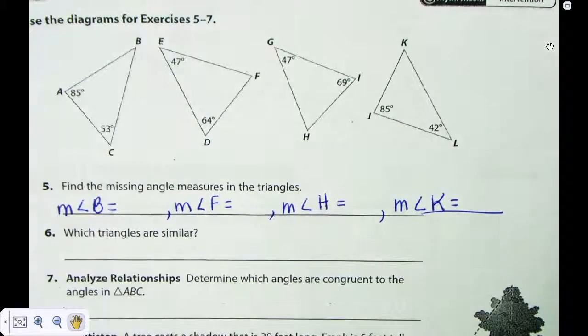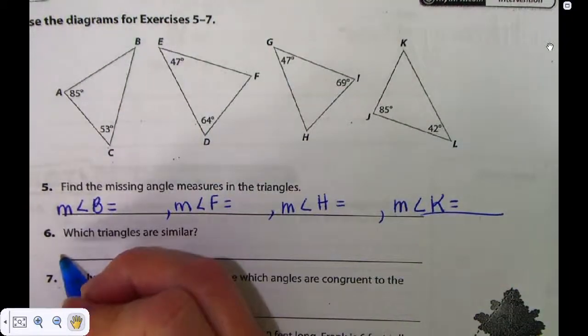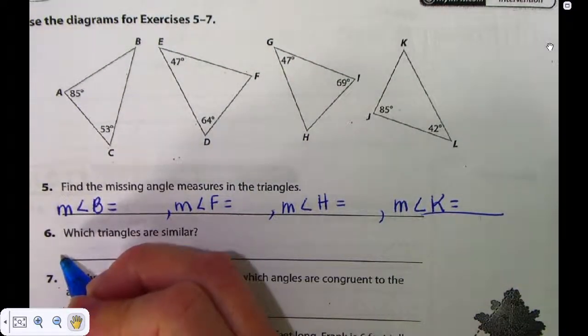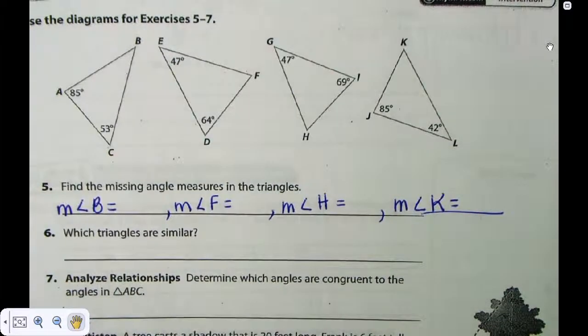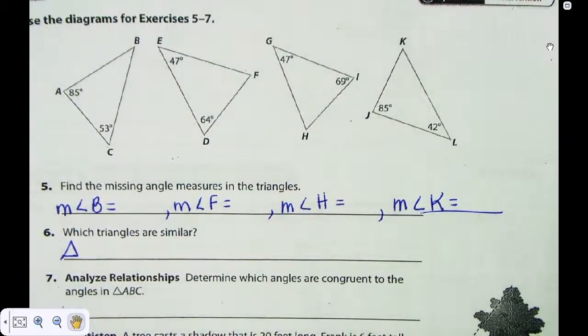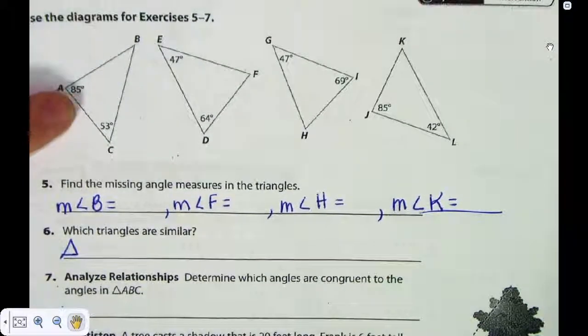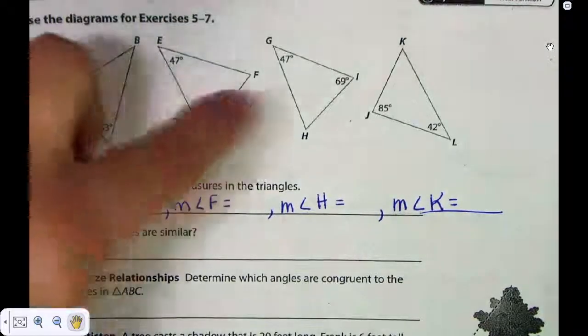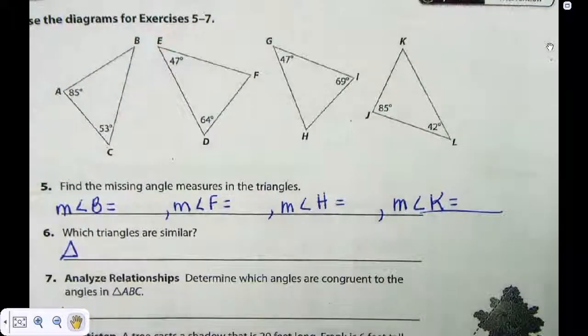On 6, it says which triangles are similar. So we're going to, don't start, please. I already said that. On number 6, which triangles are similar? So you're going to put triangle, and you're going to tell me which are similar. How do you name this triangle? ABC. That's DEF, GHI, JKL.